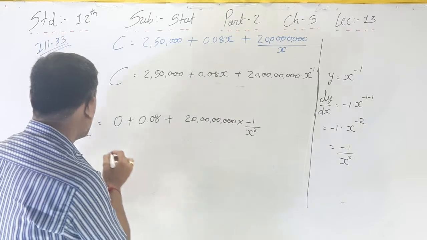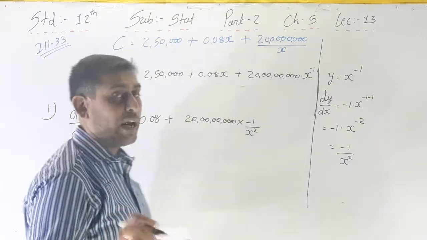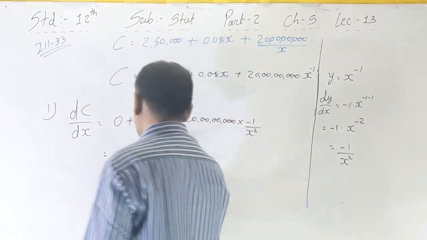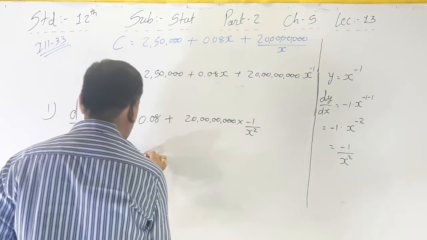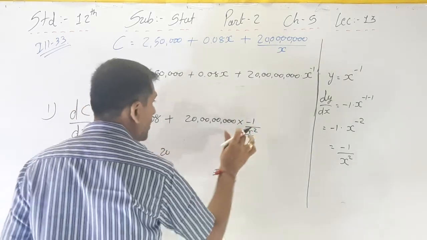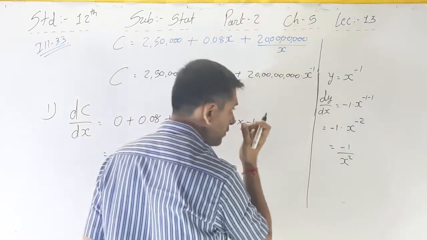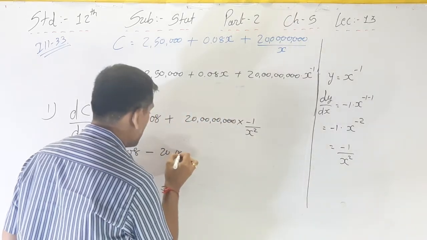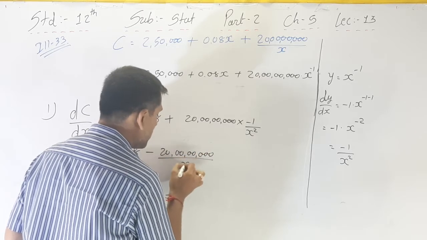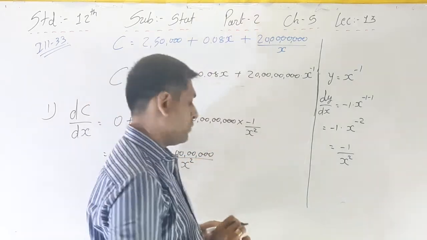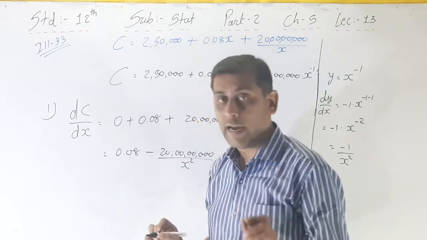So finally, we don't have to write 0. The answer is 0.08 minus 20 crore upon x square, this is the first differentiation, right?